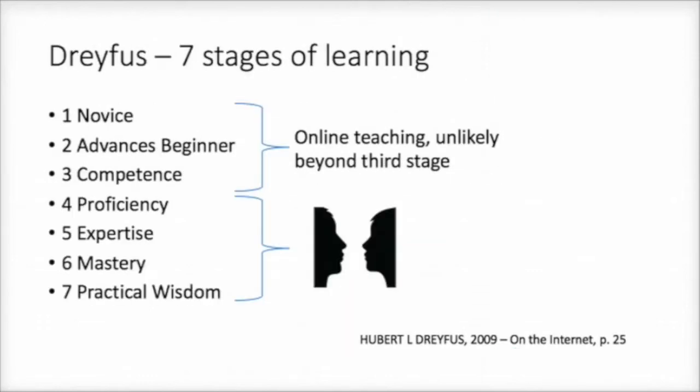Here are the 7 stages of learning that Dreyfus describes. Stage 1 is the lowest, 7 is the highest. Dreyfus suggests that only levels 1 through 3 are possible employing only online learning. The rest of the stages call for face-to-face teaching.